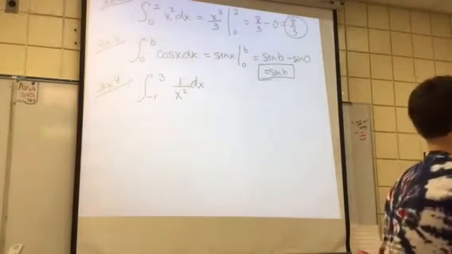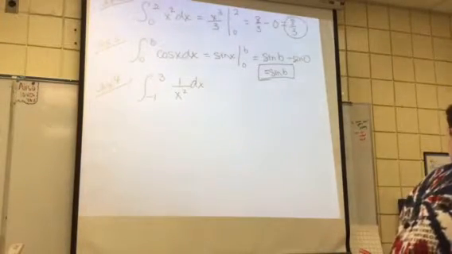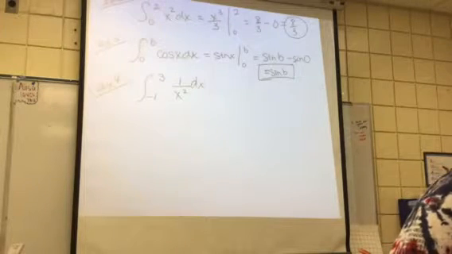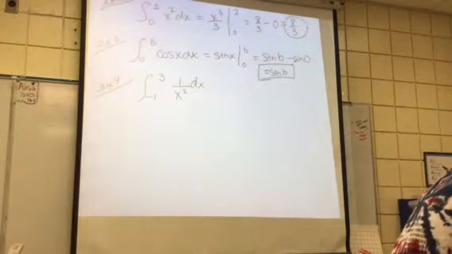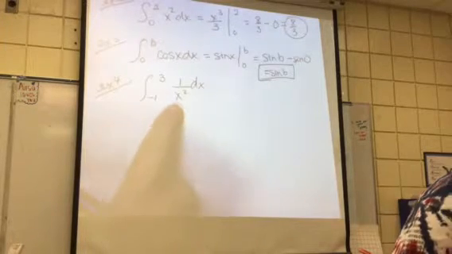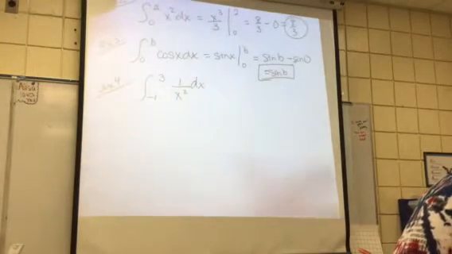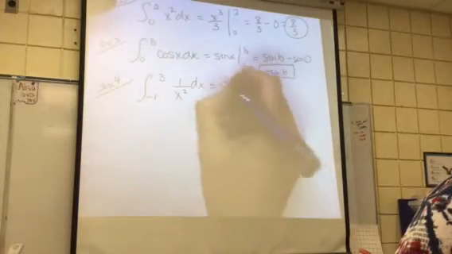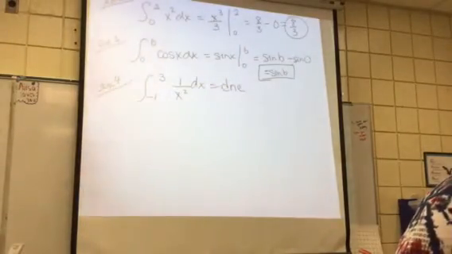That's not continuous. Can you take the antiderivative of this? Absolutely, you can. But does the fundamental theorem of calculus apply here? No. So this does not exist.